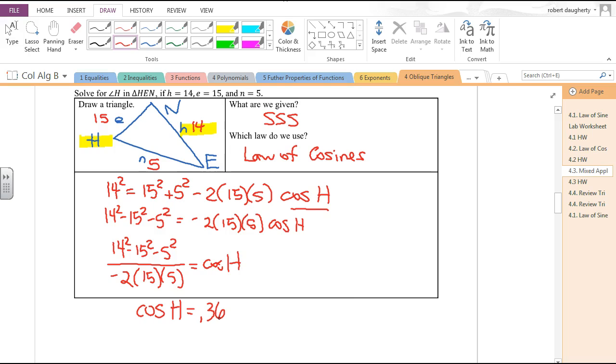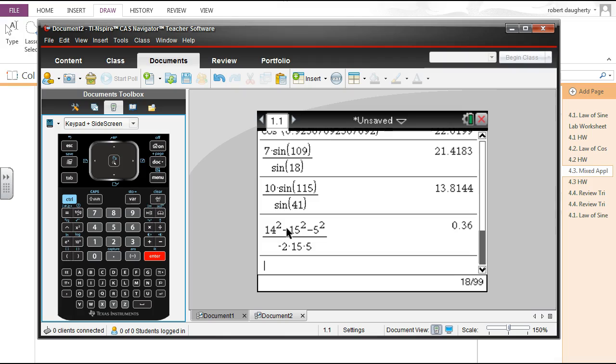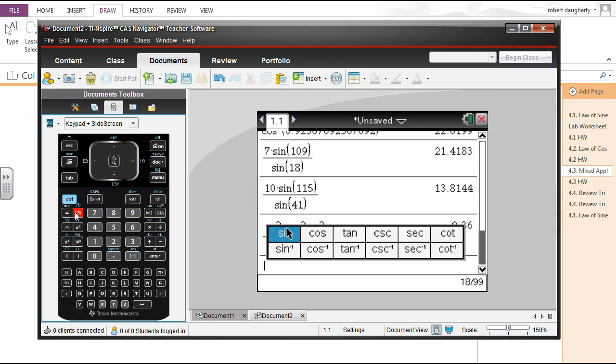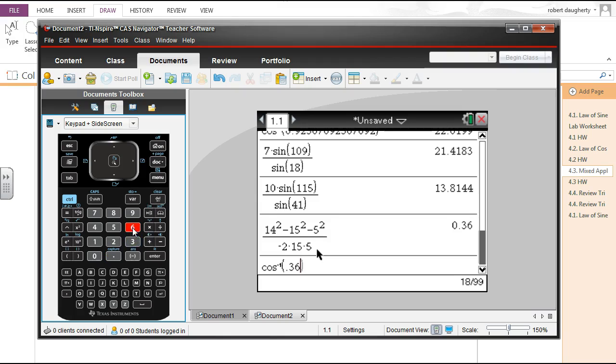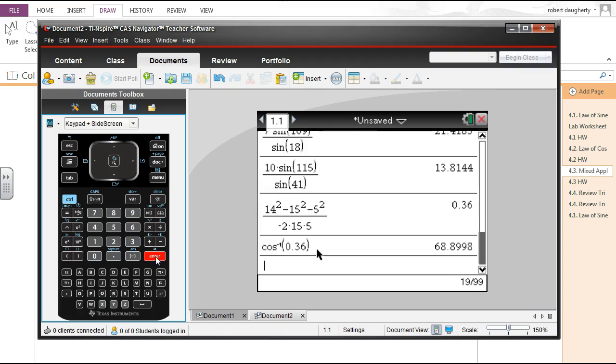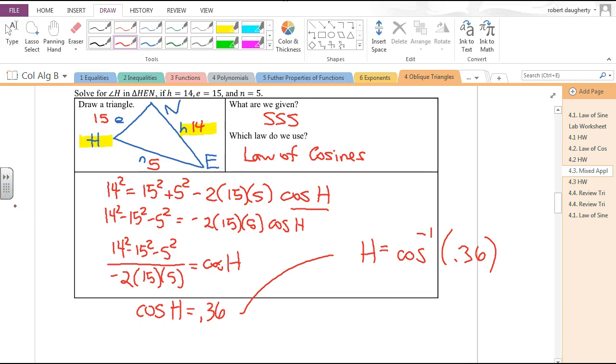Inverse cosine. I told my other class, I don't know what this means, but you do not divide by cosine. I don't know how people did that on the last quiz. It has no meaning. You take the inverse cosine of both sides. So H is the inverse cosine of 0.36. You do trig function, inverse cosine, 0.36. And to the nearest degree, that angle is 69 degrees. So H equals 69 degrees.